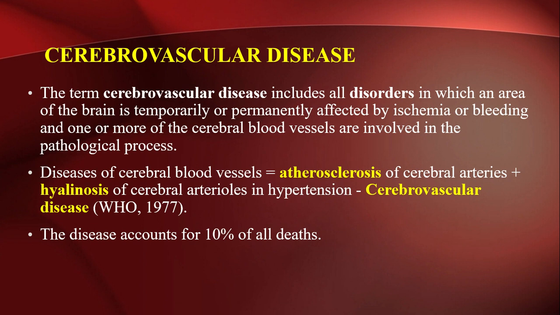Now let us discuss the cerebrovascular diseases and their pathology. The term cerebrovascular disease includes all disorders in which an area of the brain is temporarily or permanently affected by ischemia or bleeding, and one or more of the cerebral blood vessels are involved in the pathological process. Disease of the cerebral blood vessels means atherosclerosis of the cerebral arteries and hyalinosis of cerebral arterioles in hypertension, commonly called cerebrovascular disease. The disease accounts for 10% of all deaths.